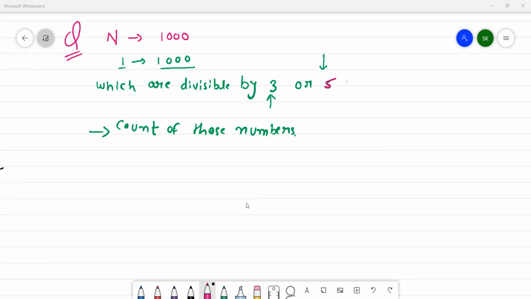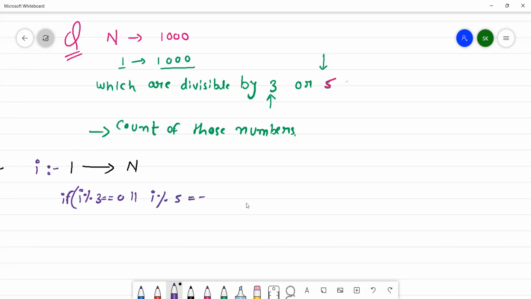Okay, so basically, most of you have said the same thing, that we will run a loop from 1 to whatever n is. And one by one, whatever number will come, you will check if i modulus 3 is equal to 0 or i modulus 5 is equal to 0. If any one of these conditions is true, you will simply come in and increase your count, right? And at the end, you will return your count.